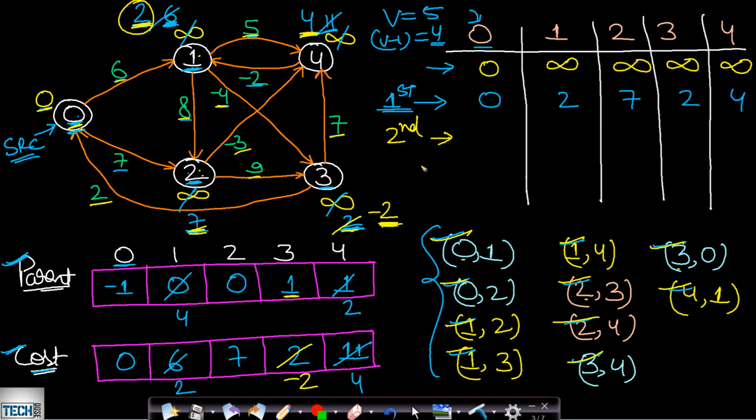So now we have done 2 times of relaxation, and the values which will come out are this. For this node 0 it will be 0. For this node 1 it will be 2. For node 2 is 7. For node 3 it is minus 2. And for node 4 it is 4.